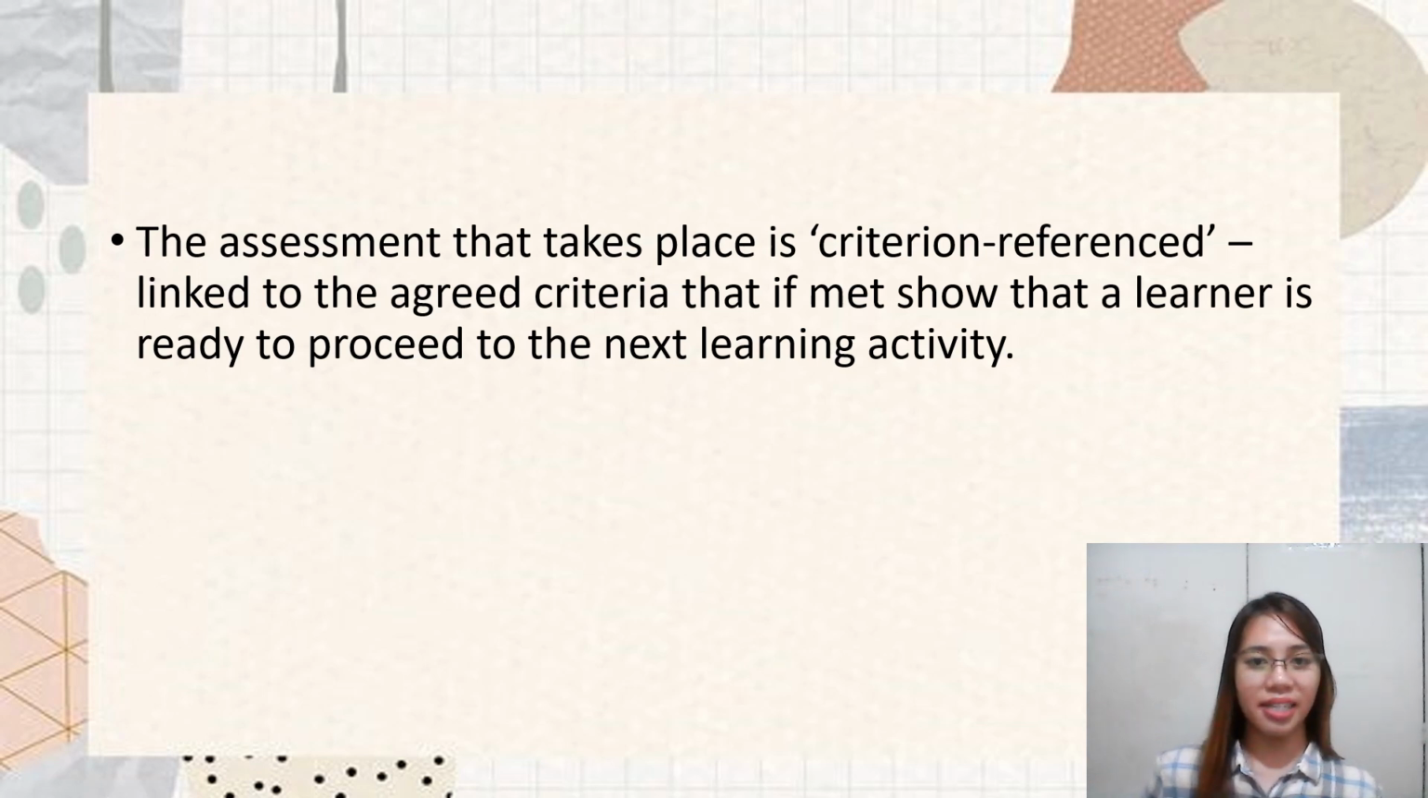So the assessment that takes place is criterion referenced. So this is linked to the agreed criteria that a learner is ready to proceed to the next learning activity. So this is something that learners and the school may not always want, because students prefer to get a grade that shows where they are with regard to their peers and learners in other places.